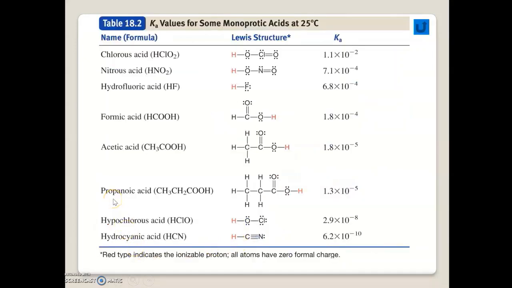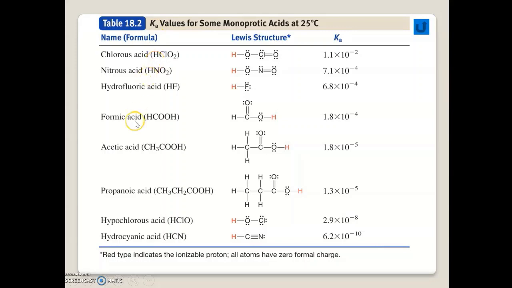Okay, so in this table, we have a list of the weak acids: chlorous, nitrous, HF, formic, acetic, propanoic, until hydrocyanic acid. So they are all weak acids. How do we know that they are weak acids? Because they have their acid dissociation constant, their Ka value.